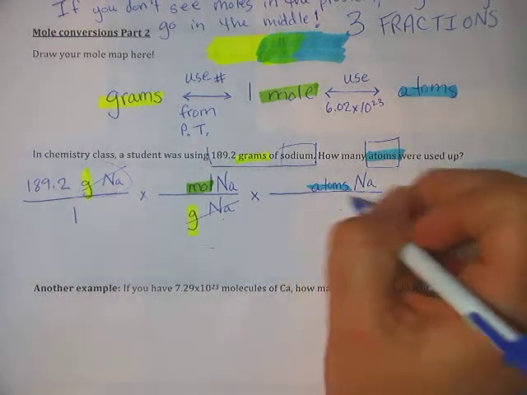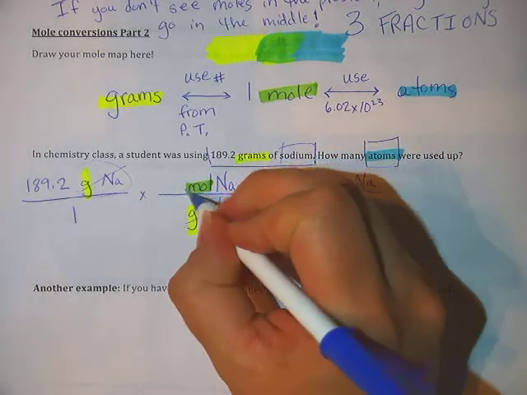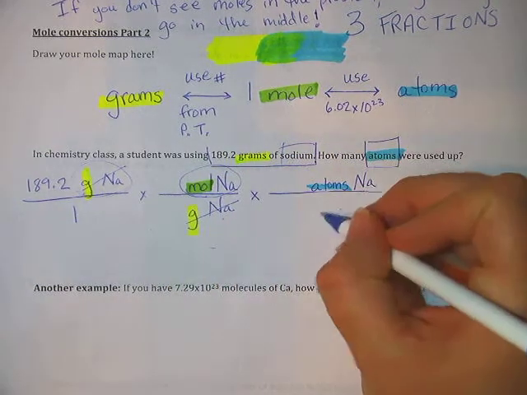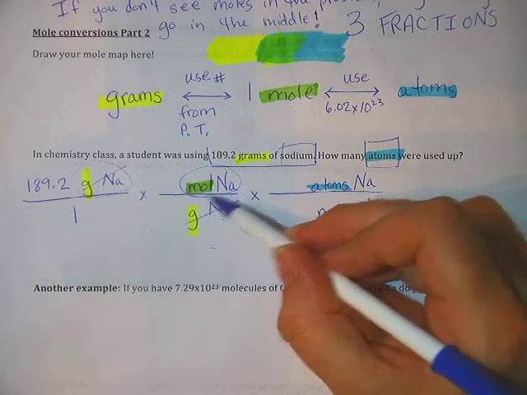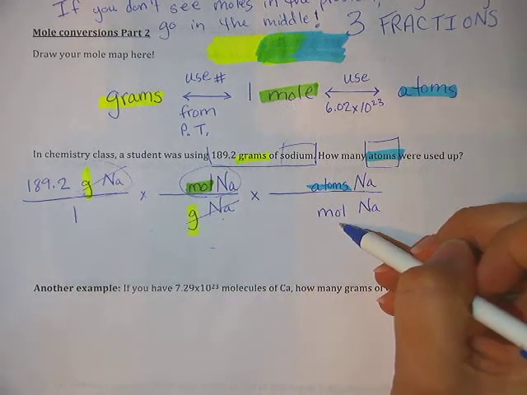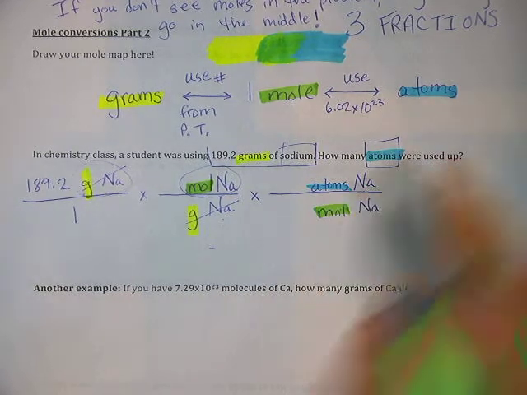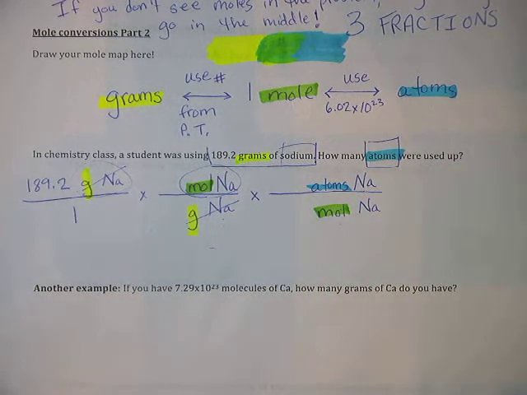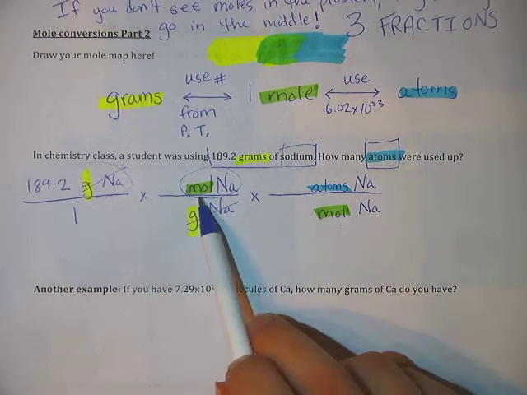And then to fill in this bottom fraction, again, guess what shortcut still works? What goes up must come down. So if moles of sodium were on top, then moles of sodium are going to come down. Again, no numbers, just words. Just unit and element.